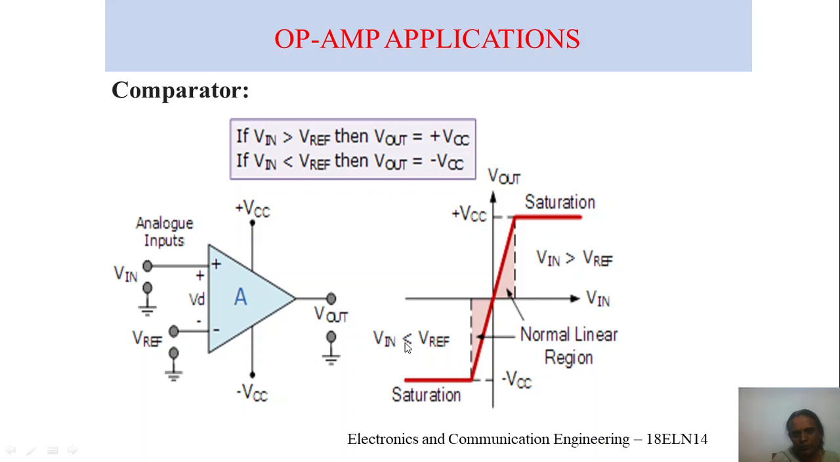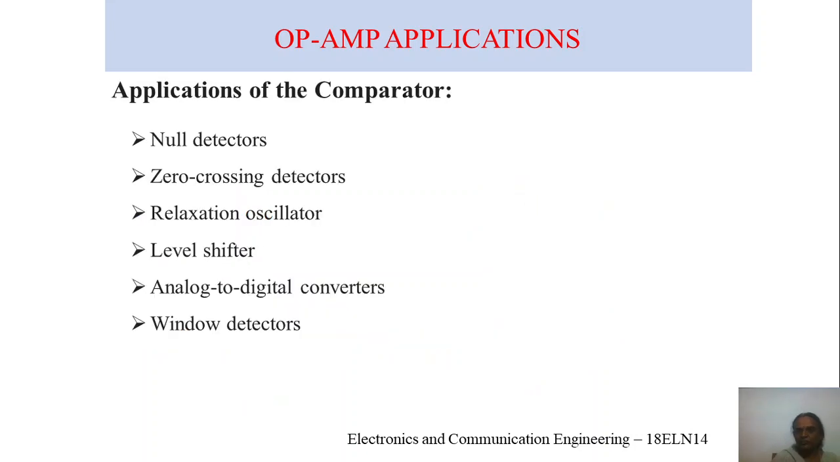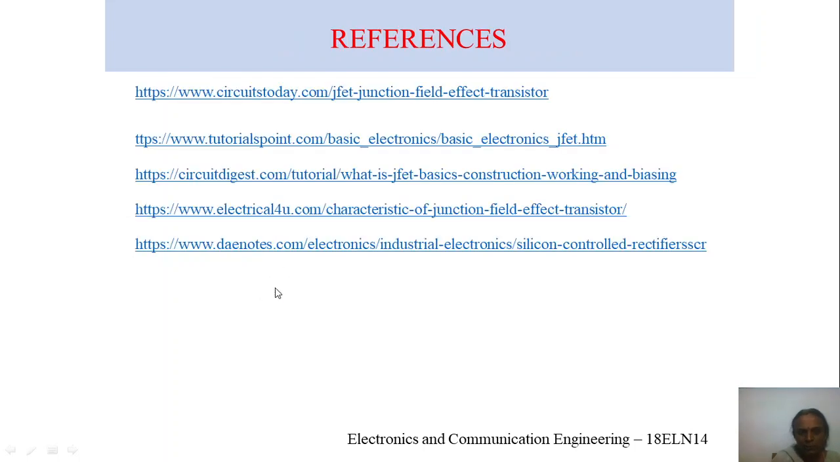This is one of the op-amp applications. It is very interesting to know all the applications of an op-amp. Now, where all can we use this comparator? We can use the comparator in null detectors, zero crossing detectors, relaxation oscillators, level shifters, A to D converters, that is analog to digital converters, and window detectors. So these are some of the applications of the comparator.